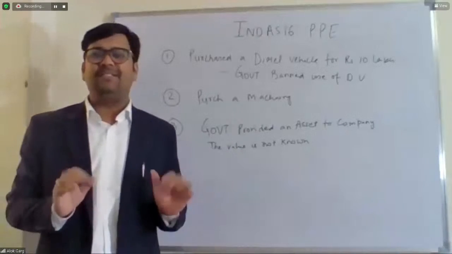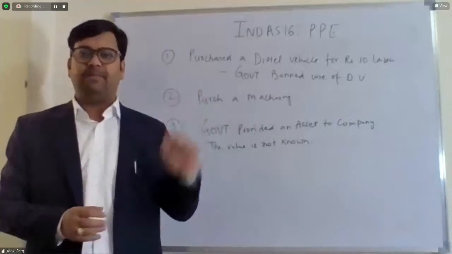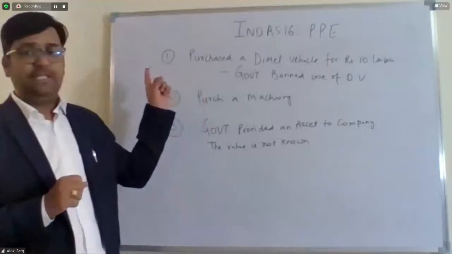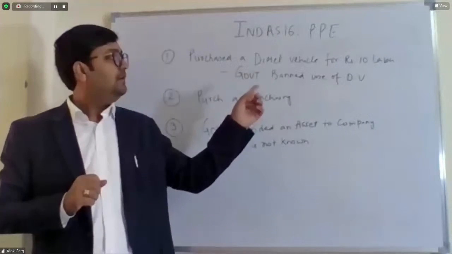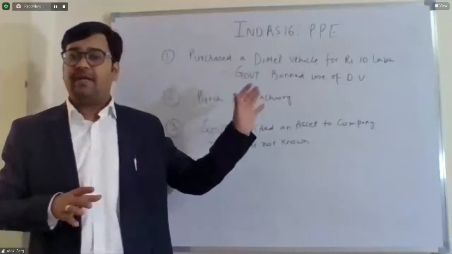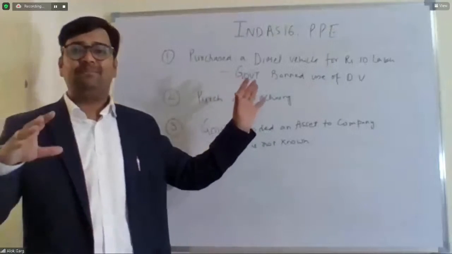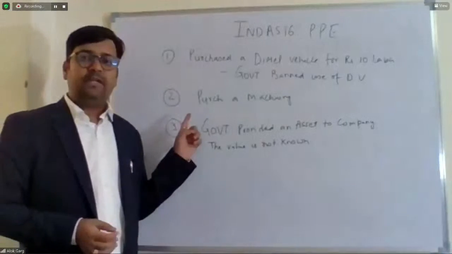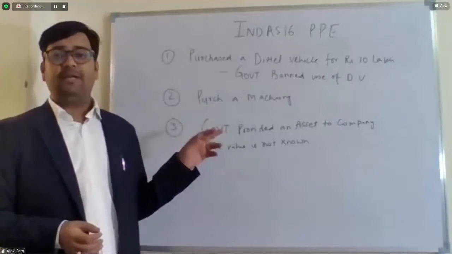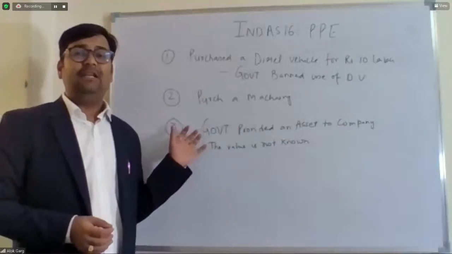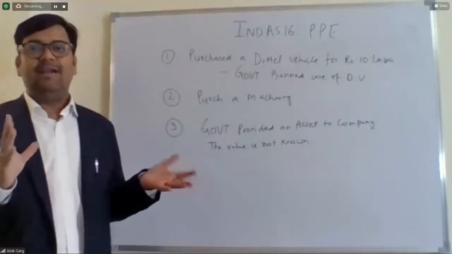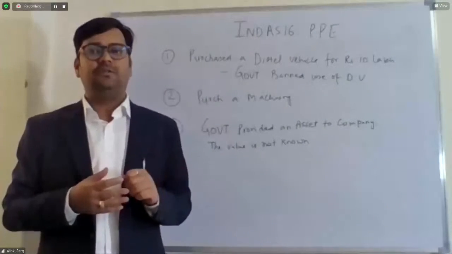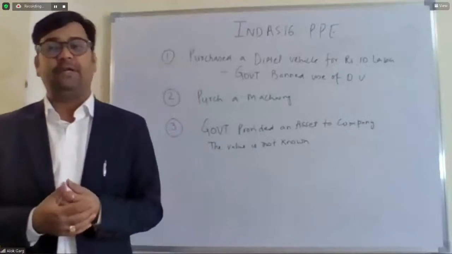So I am discussing the recognition criteria, and I have given you 3 examples. I mean to say, I've given you 3 situations. The first situation is the company has purchased a diesel vehicle for rupees 10 lakh. The moment the company has purchased it, the government has banned the use of that particular vehicle. Second example, the company has purchased a machinery. Third example, government has provided an asset to the company and the value is not known and not identifiable. Now, my question was, what is the recognition criteria of a particular asset?